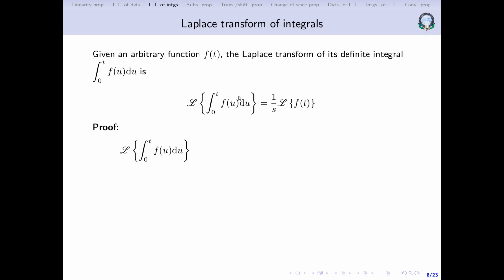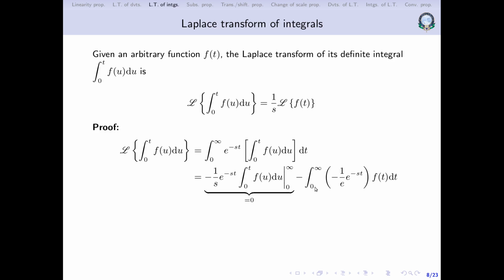So when I want to find out the Laplace transform of this integral, what do I fall back onto? The definition of the Laplace transform. What is the definition? We have to integrate from 0 to infinity whatever is inside the bracket, multiplied with e to the power minus st. So we bring it inside this integral, with e to the power minus st into dt. Now again we can use the integration by parts technique here.